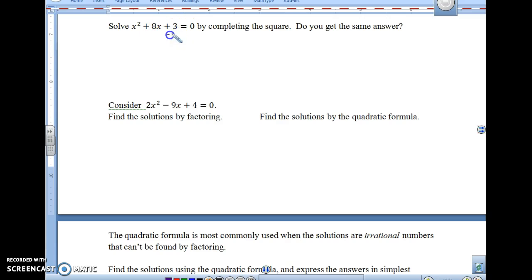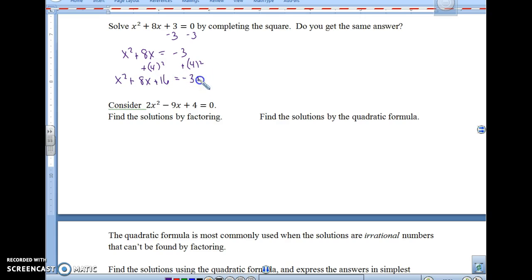Now, just to show you that you can do this by completing the square too, let's do that quickly. Subtract the 3. We get x squared plus 8x equals negative 3. Take half the b value and square it and add it to both sides. So half the b value would be 4 squared, and I'm going to add it to both sides, which is 16.